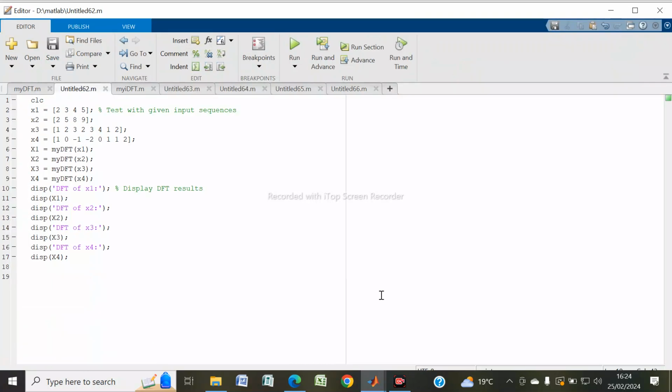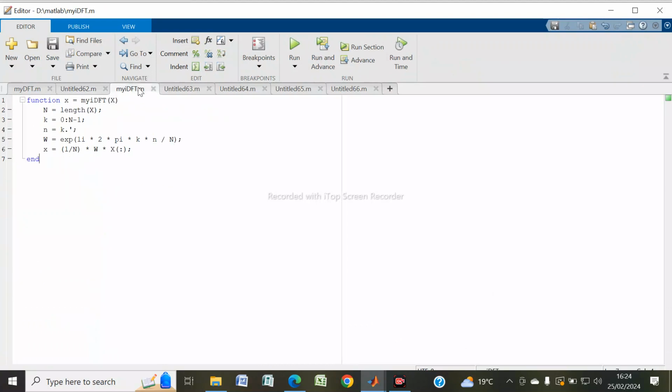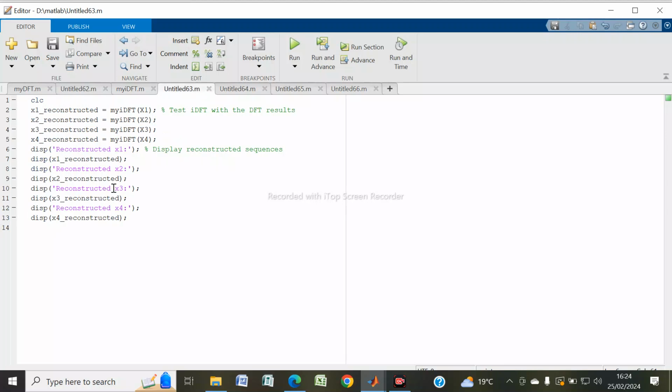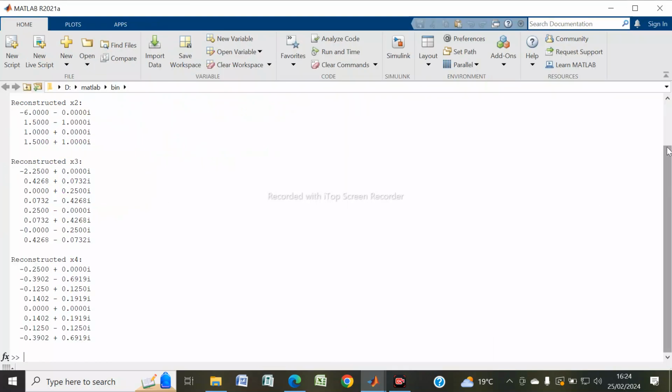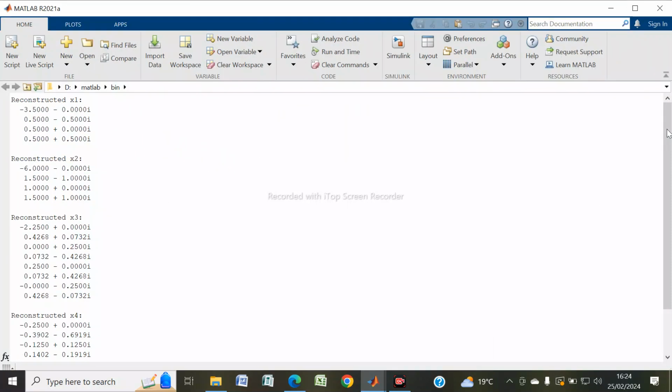Similarly I made my inverse DFT (IDFT) function by giving the same inputs as we gave in my DFT function, and then we run it, and then we get its inverse outputs. Like you can see the reconstructed x1, x2, x3 and x4.